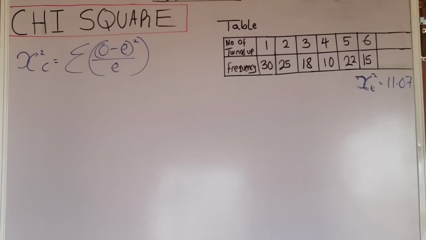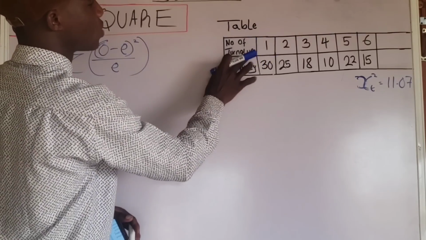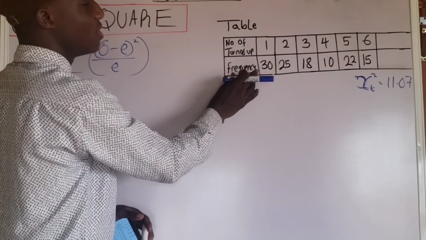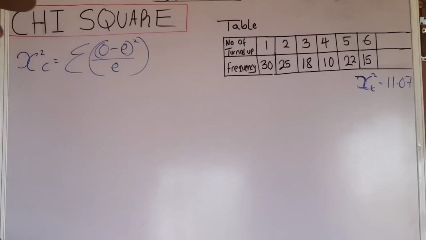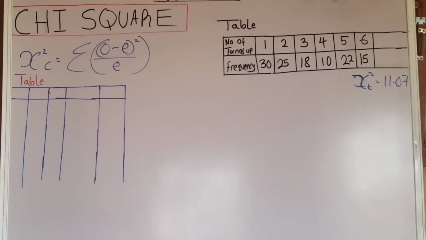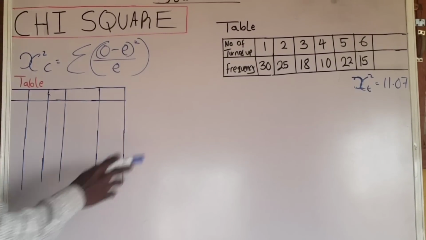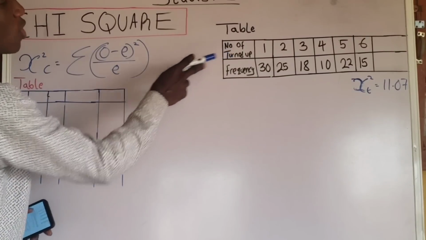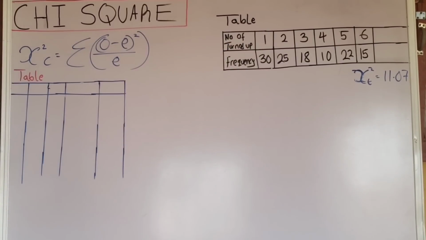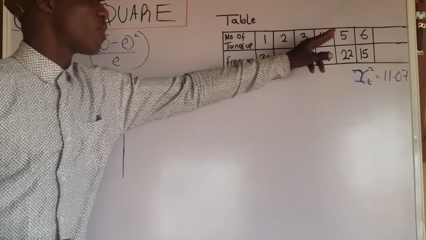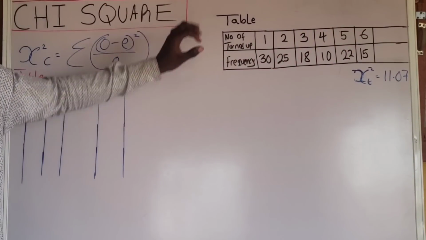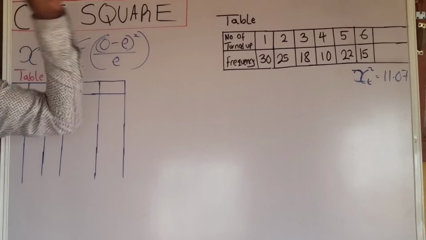The table will contain the observed and the expected values. In the question, we've been given the observed values. We have the number of faces turned up and we have the frequencies respectively. So I've already prepared the table. The number turned up is the same thing as the number of faces. The faces of a die are 6: 1, 2, 3, 4, 5, 6. So don't be confused.